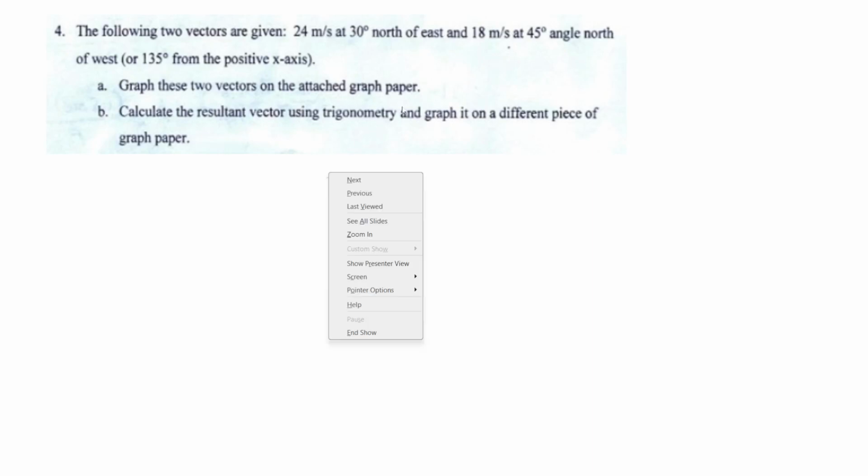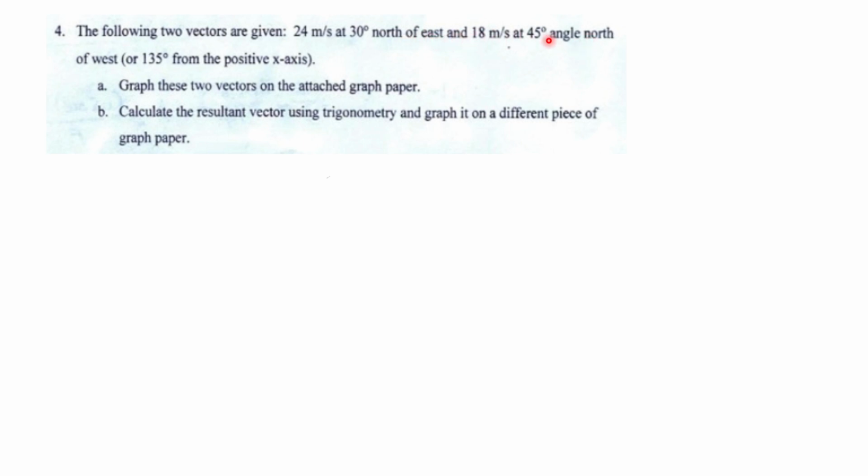So here two vectors are given. Let me read the question. The following two vectors are given. One is 24 meter per second at 30 degrees north of east, and the other is 18 meter per second at 45 degrees angle north of west.